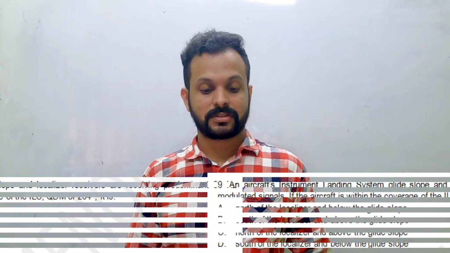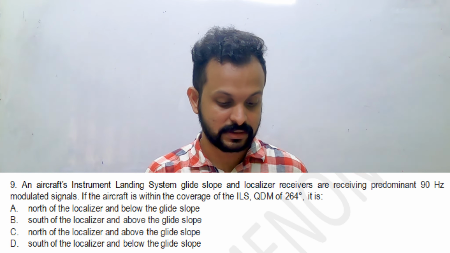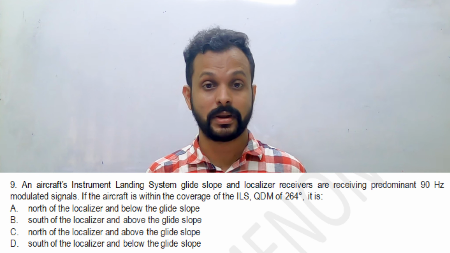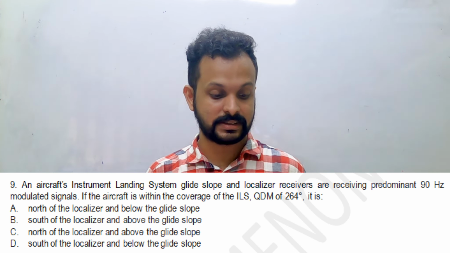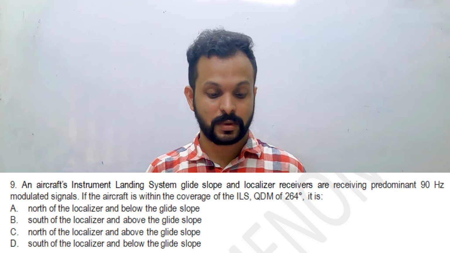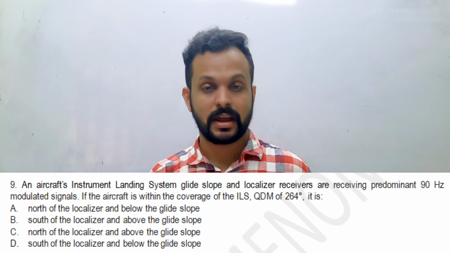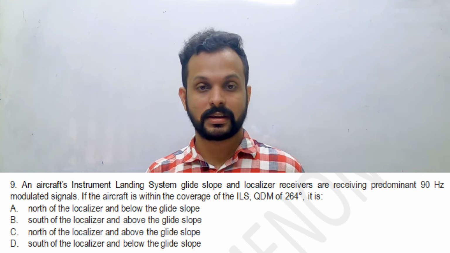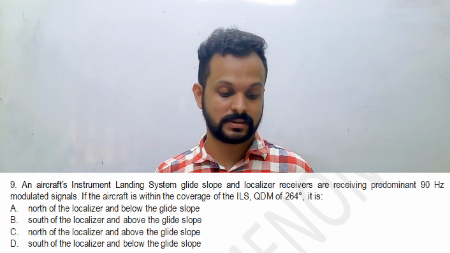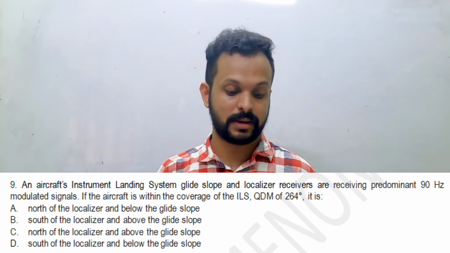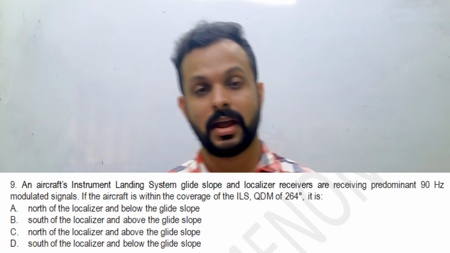An aircraft's instrument landing system, glide slope, and localizer receivers are receiving predominant 90 Hz modulated signal. If the aircraft is within the coverage of the ILS QDM of 264 degrees, it is north of localizer and below glide slope, south of localizer and above glide slope, north of localizer and above glide slope, south of localizer and below glide slope.